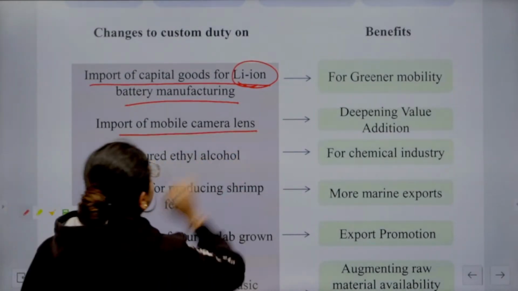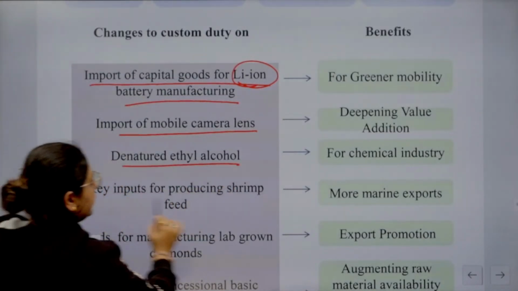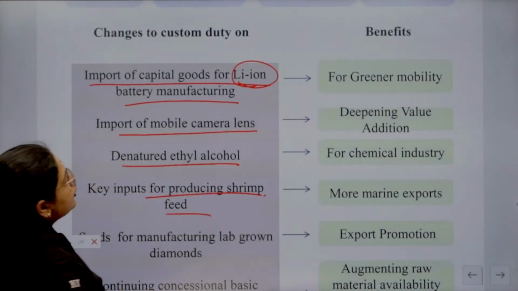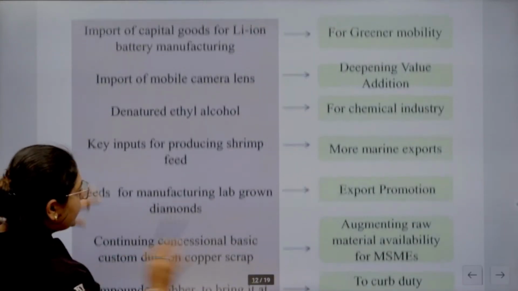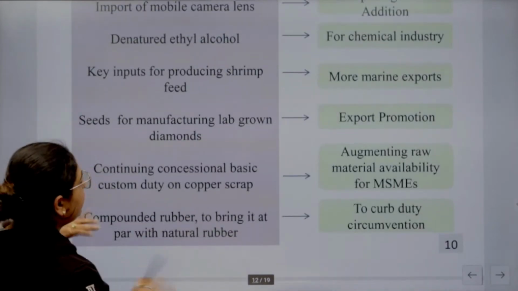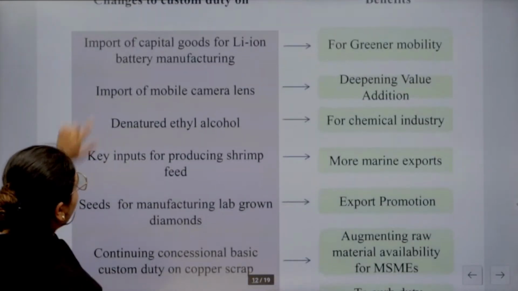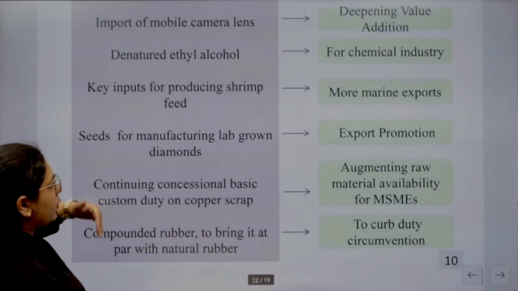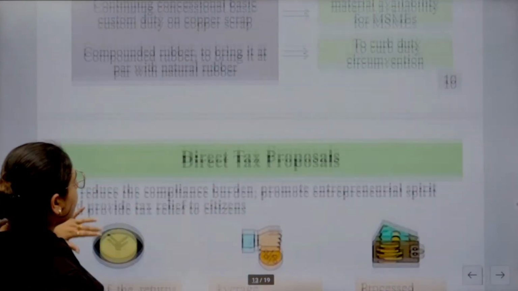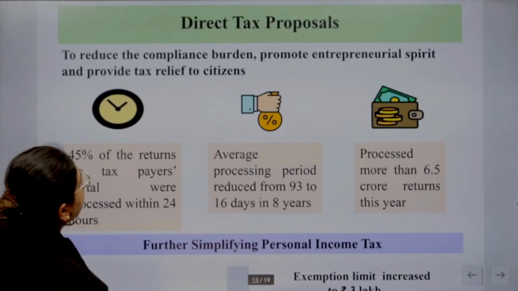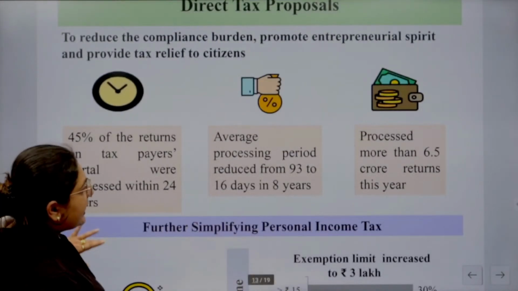Import of mobile camera lenses, denatured ethyl alcohol, key inputs for producing shrimp feed. So basically, in these, the customs duties have been changed a bit. And as you can see, the customs duties on all these items have gone down. So the customs duties have been reduced, right? Then next, speaking of the direct tax proposals, direct tax is related to your personal tax, right?